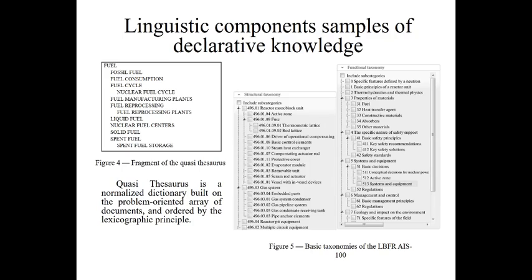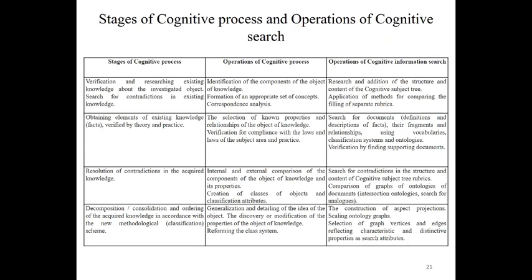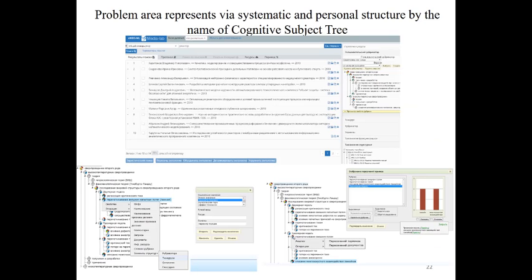For information retrieval tasks, we use basic taxonomies and quasi-thesaurus. That means automatically built thesaurus on document collections. In this table are the stages of cognitive process and operations of cognitive search and how they relate. So this is the information retrieval system developed by us, which includes cognitive subject tree, thesauri, categories, taxonomies, contains an advanced document searching tool, and supports verbal, clustered and graph searching technologies.